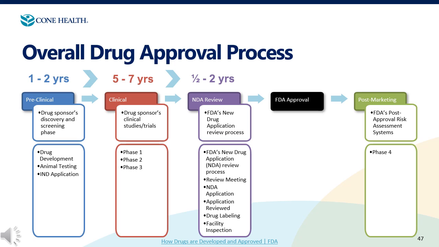So then after that, if their NDA is approved, it goes on to drug labeling, and then also a facility inspection of the site of where the medications are manufactured. And then once it gets finally approved through the FDA, afterwards there's a post-marketing phase, also known as phase 4. So when the medication actually goes onto the market, patients are prescribed it and they want to take it.